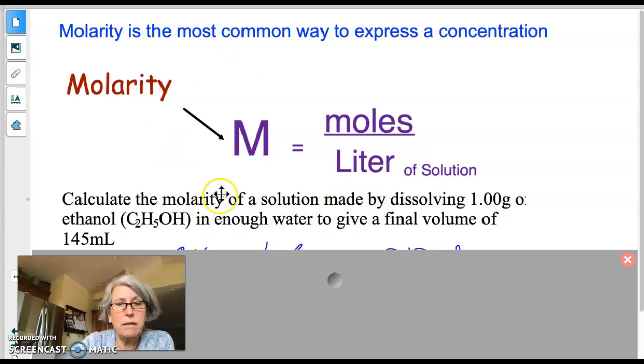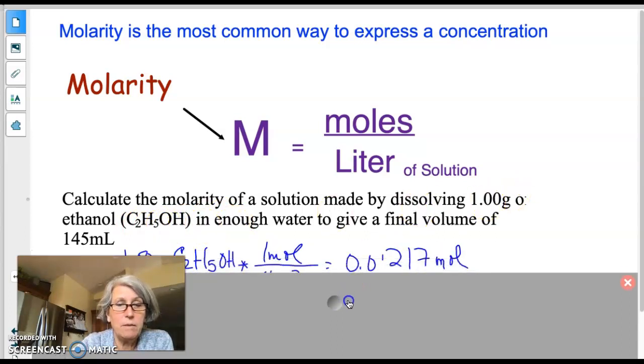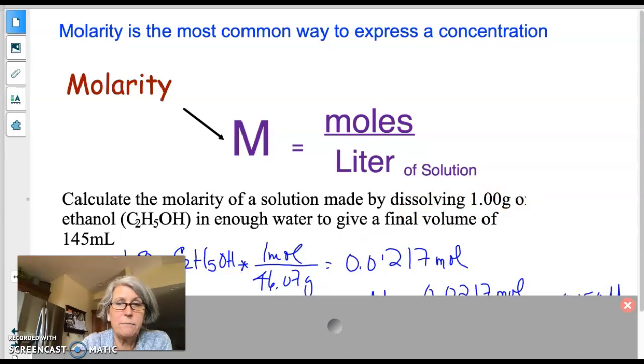It says calculate the molarity of a solution made by dissolving 1 gram of ethanol in enough water to give a final volume of 145 milliliters. How would you solve that problem? How would you calculate the molarity? Well, the first thing you're going to have to do is take that 1 gram of ethanol and convert that to moles. Given the formula here, you should be able to calculate the molar mass and convert that 1 gram into moles. So let me just show you the work that you would do here for that, okay?